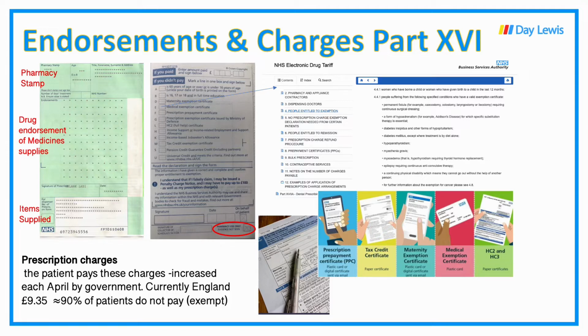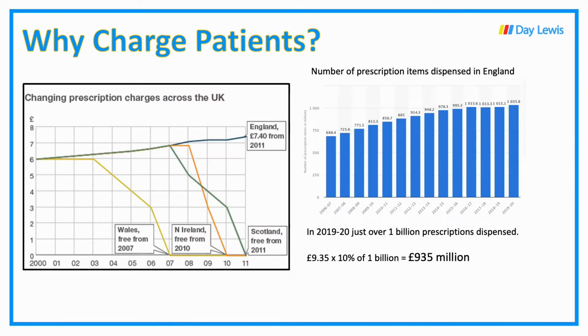So it's a PPC, a tax credit certificate, a maternity exemption, anything that has been given to them to say that they are allowed to have prescriptions free of charge. So why are we charging our patients?